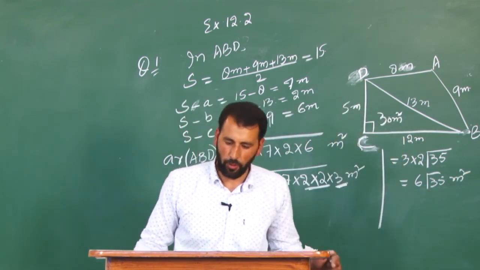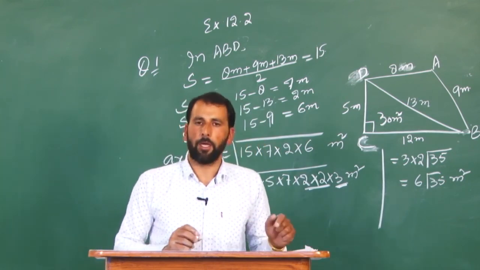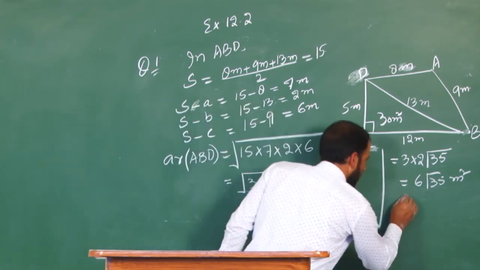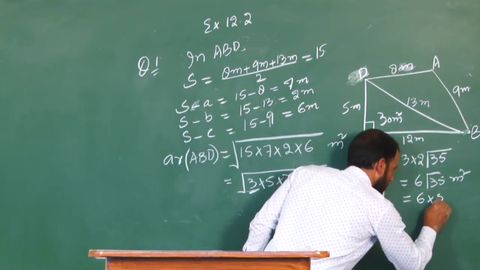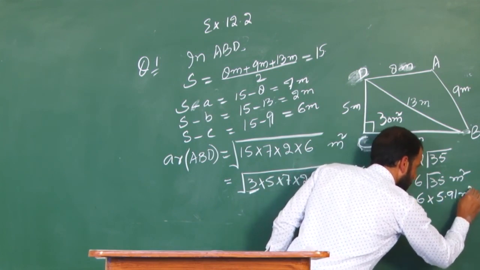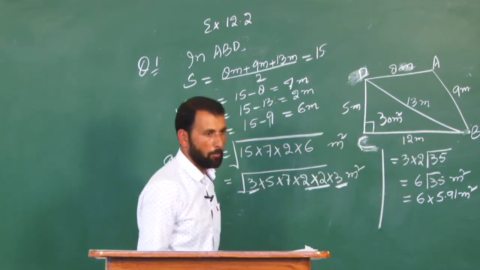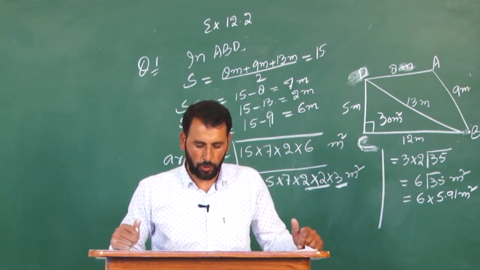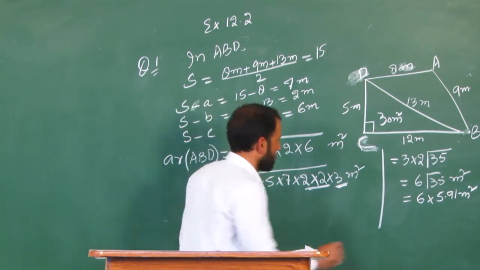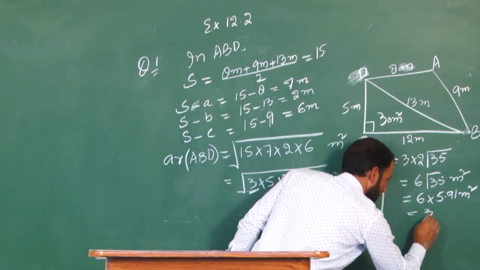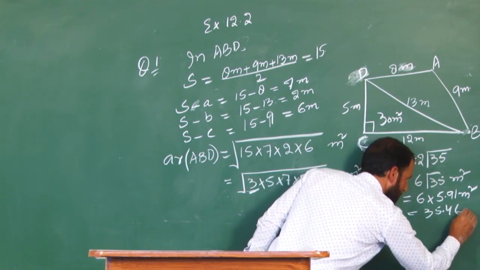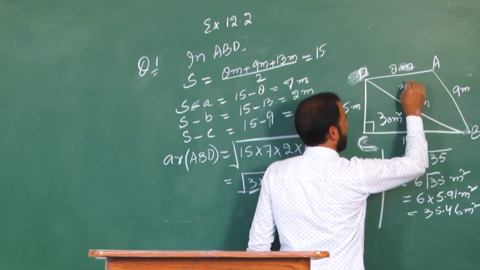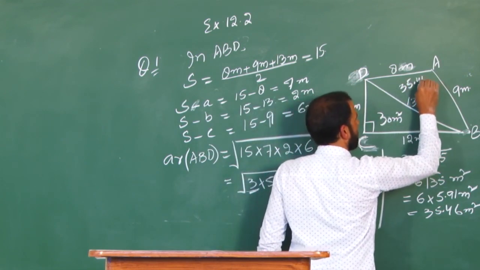Now after finding the value of root 35, we observe that root 35 is 5.91. So it equals 6 into 5.91 meter square is the area of the triangle. When we multiply 6 into 5.91, we get the area equals 35.46 meter square is the area of this triangle.